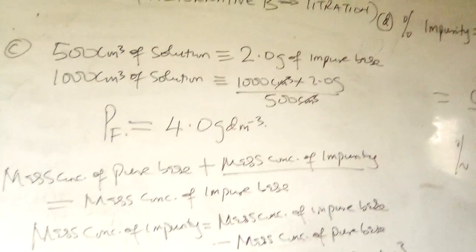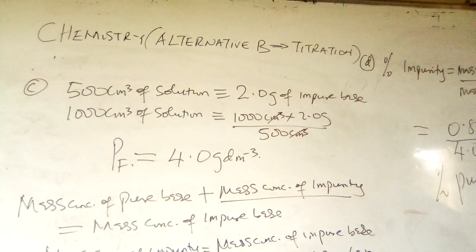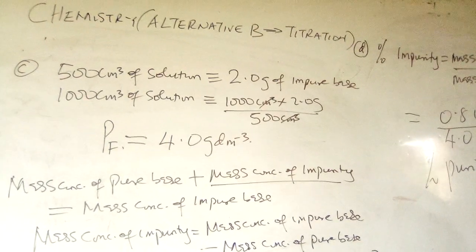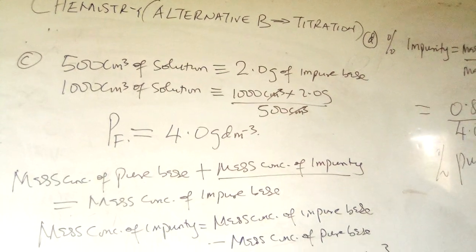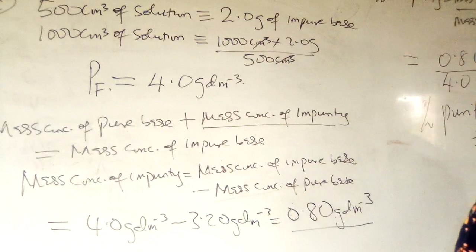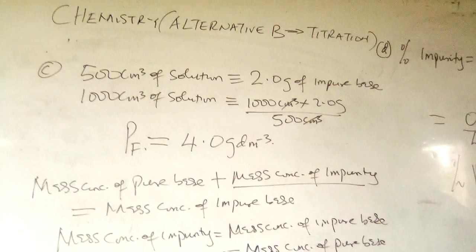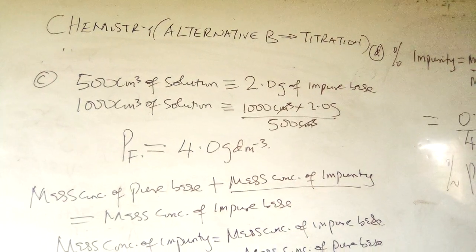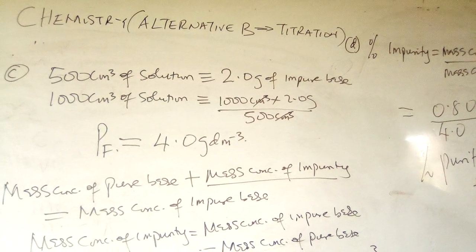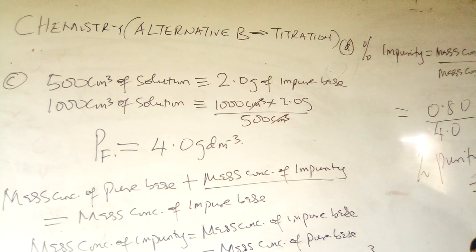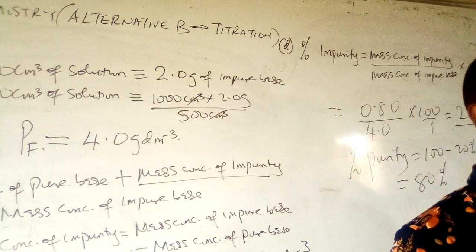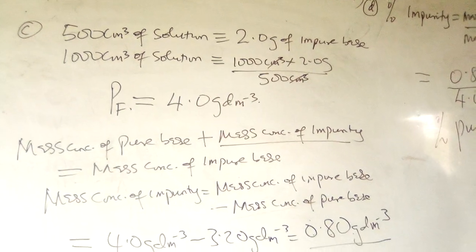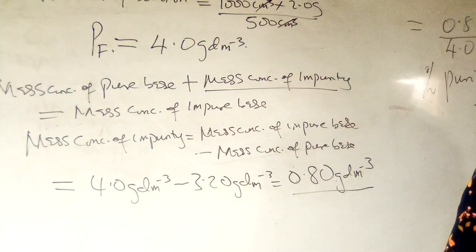Okay, listen carefully. There are some other questions that may come up in the examination. Since the base used is sodium hydroxide, some may ask you, why is it not advisable to prepare a standard solution using sodium hydroxide? Sometimes we use sodium carbonate in place of sodium hydroxide. The reason is because sodium hydroxide is highly deliquescent, it absorbs much moisture, and that will decrease its concentration. So that is why we don't use sodium hydroxide to prepare a standard solution.